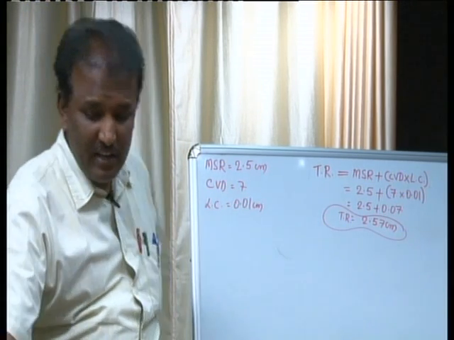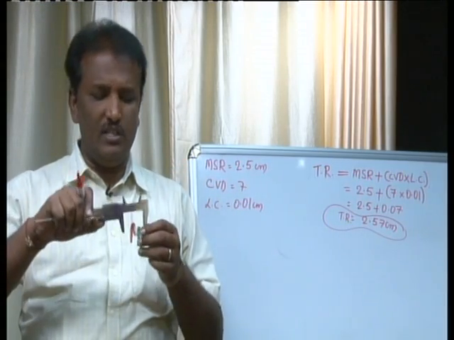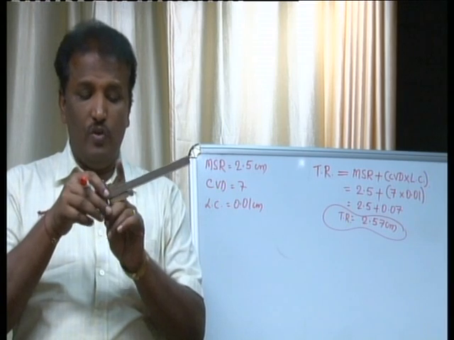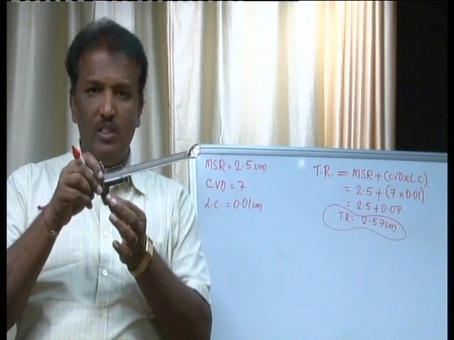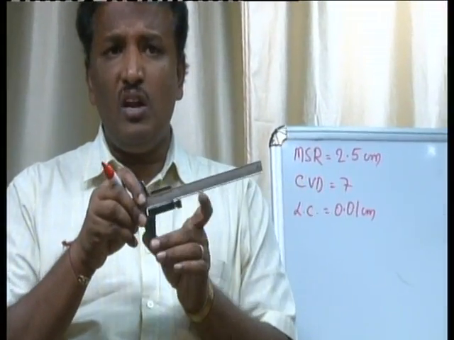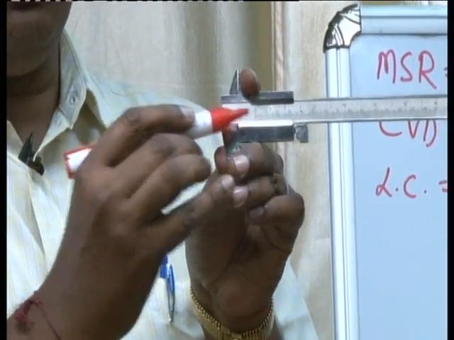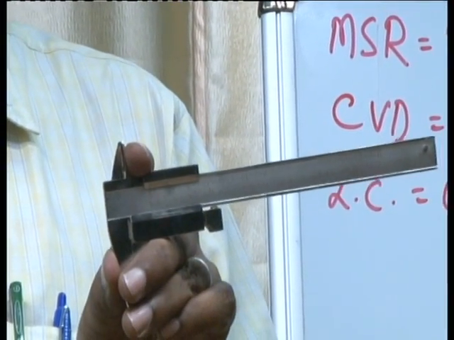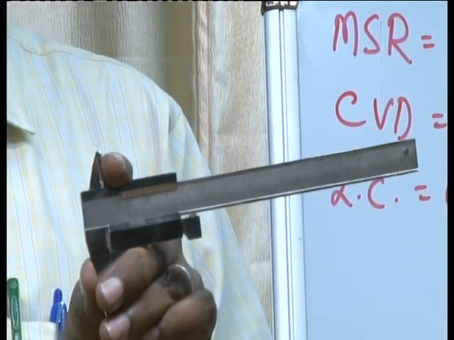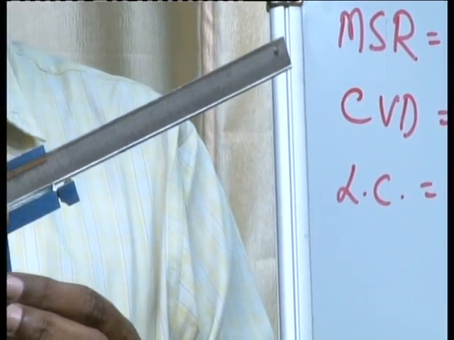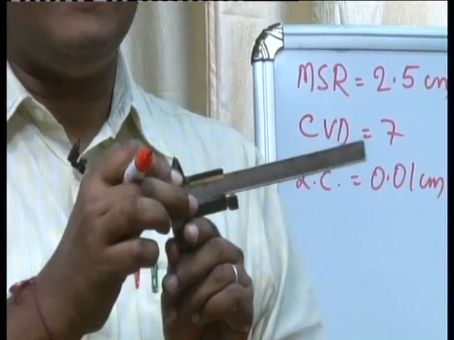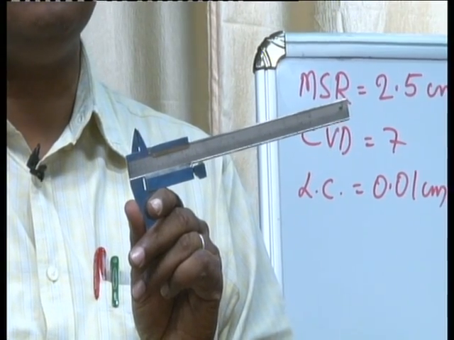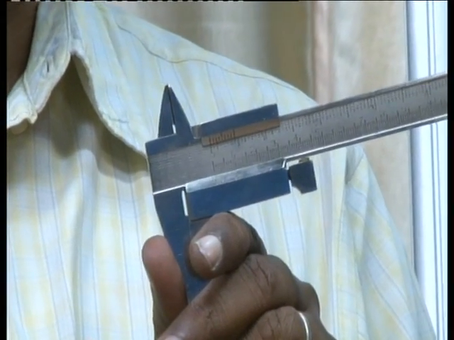How to note down the error in the case of the calipers: arrange the calipers such that your fixed jaw comes in contact with the movable jaw. Observe here, whenever the fixed jaw comes in contact with the movable jaw, if the zeroth division of the vernier scale exactly coincides with the zeroth division of the main scale, there is no error. I repeat, so how to identify the error in the case of a vernier calipers? Arrange the calipers such that the fixed jaw comes in contact with the movable jaw. Under this circumstance, if the zeroth division of the vernier scale exactly coincides with the zeroth division of the main scale, in that instrument there is no error.